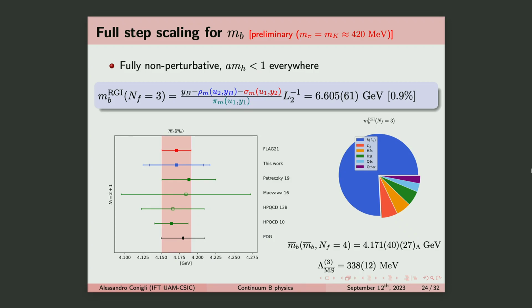On this pie chart, I'm showing you the major contributions to the variance of our determination, and as you can see, our dominant error source is the non-perturbative running factor. For the sake of comparison with other collaborations, we also computed the b quark mass in the MS-bar scheme, and in this case, we have an extra error contribution which is entering the game, which is the error arising from lambda. And finally, in this FLAG-style plot, I'm showing you our final result in blue and how it compares with other determinations and with the FLAG average.